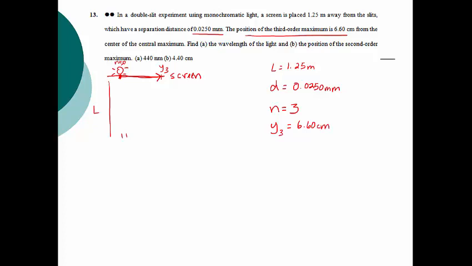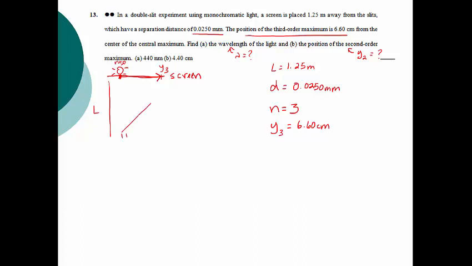And we want to find the wavelength of our light and then the position of the second order maximum. So what does that really mean? So part B, we want to know what y2 equals. And for part A, we want to find the wavelength. Because y is quite small and L is relatively large in comparison, we could potentially use something called the approximation, but there's not really a point in doing that.